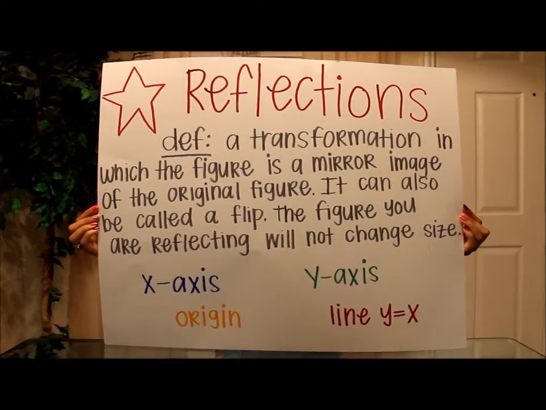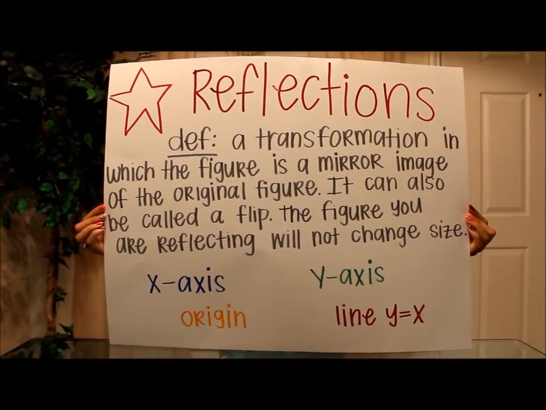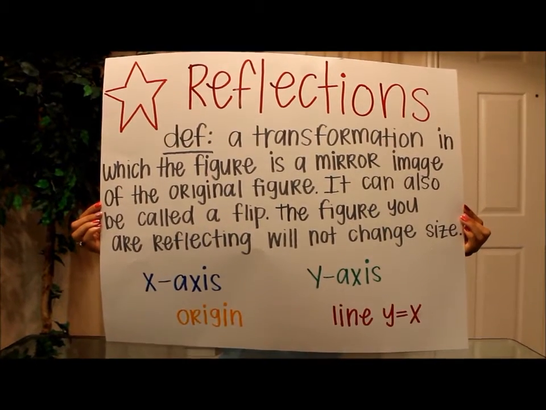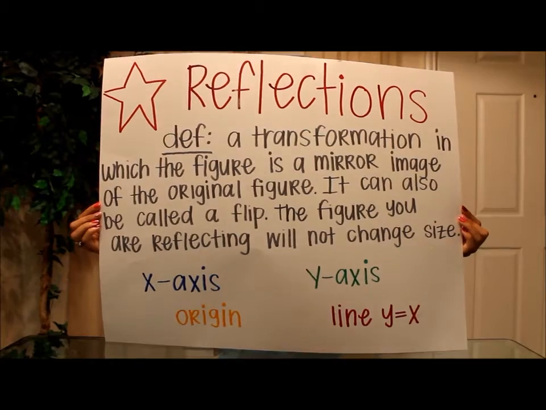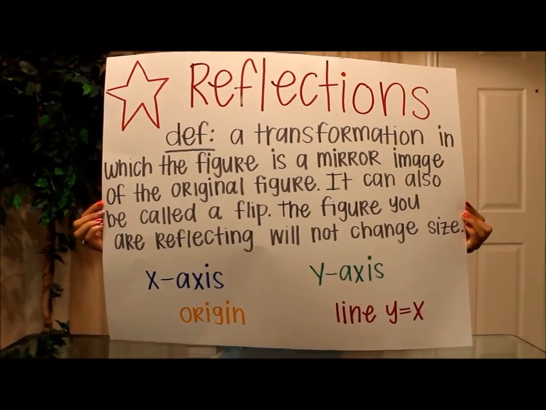The four types of reflections we are discussing today are a reflection across the x-axis, a reflection across the y-axis, a reflection across the origin, and a reflection across the line y equals x.